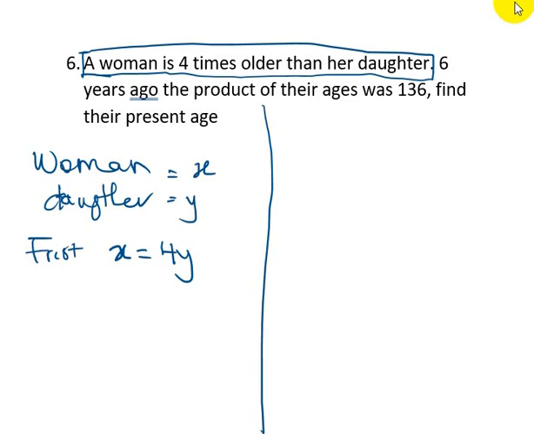Now, the second side of the story says that 6 years ago, the product of their ages was 136. Now, here, if I am 10 years old now, 6 years ago, how old will I be? I'll be 4 years. How did I get the 4? I took the 10 and I subtracted the 6 years ago from it. I hope it's clear. So with this one too, we will take their ages and subtract the 6 years from it.